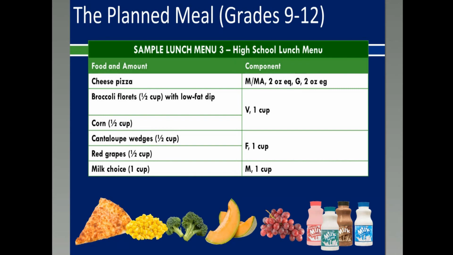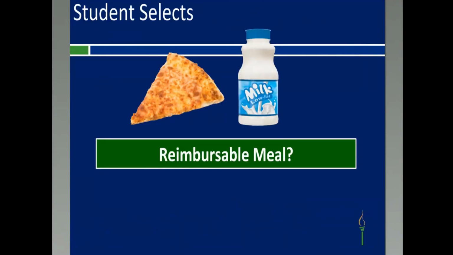The plain menu is a piece of pizza. This is a great example of one food item consisting of 2 components. Here they're being offered broccoli and corn equaling that full cup, cantaloupe and red grapes equaling that full cup minimum, and their milk choice.